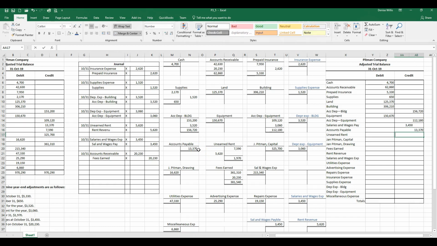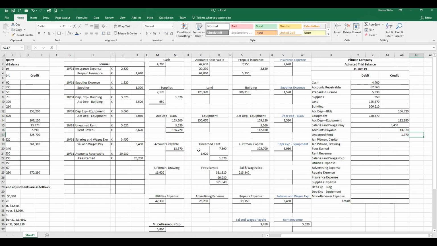Unearned rent is $19.70. Capital is $325,700. The drawing account should not have changed. It is $16,620. Fees earned has increased to $381,540. Rent revenue, we now have that in the amount of $56.20.